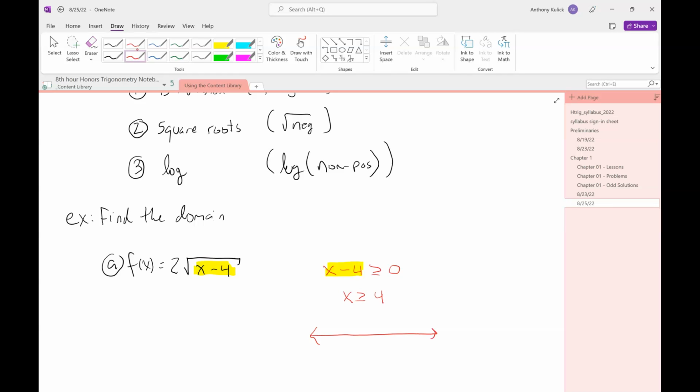I don't know if that was real English, what I just said. Add 4 to both sides. I don't know.